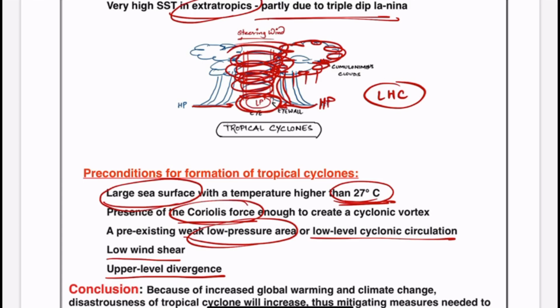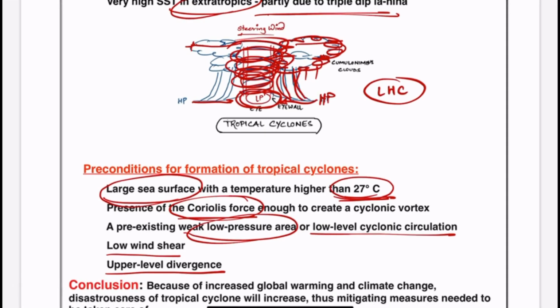If we talk about the upper level divergence, then after ascending, this wind should move in all directions in the upper tropospheric level, and the heat engine should remain on. So that's why the tropical cyclone gets intensified. So all these factors, all these preconditions lead to the formation of tropical cyclones.